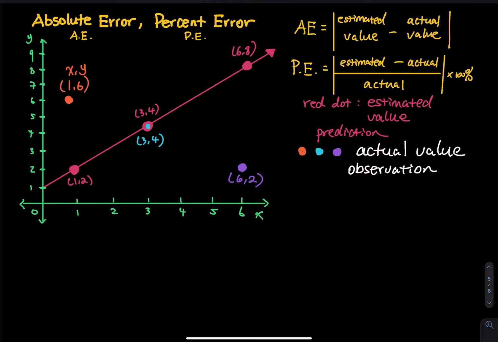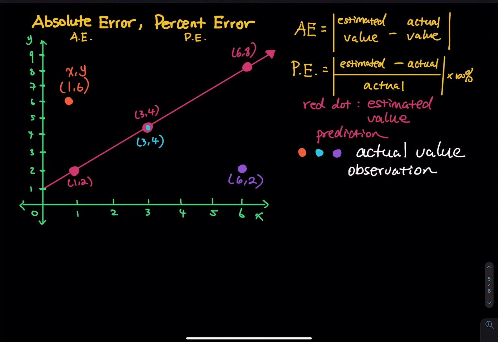All right, in this video, I will talk about how to calculate the absolute error and percent error. So first of all, let's work on the orange point. So the orange point, what's the coordinate? The coordinate is 1, 6, x equals 1, y equals 6, and I want to compare that to its corresponding red dot. So the comparison is right here from the orange dot to the red dot.